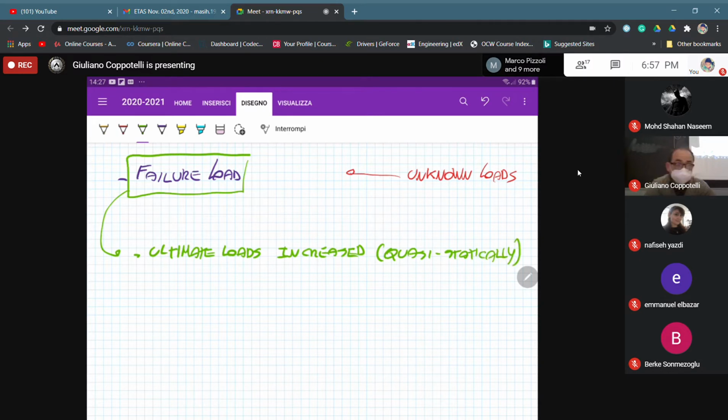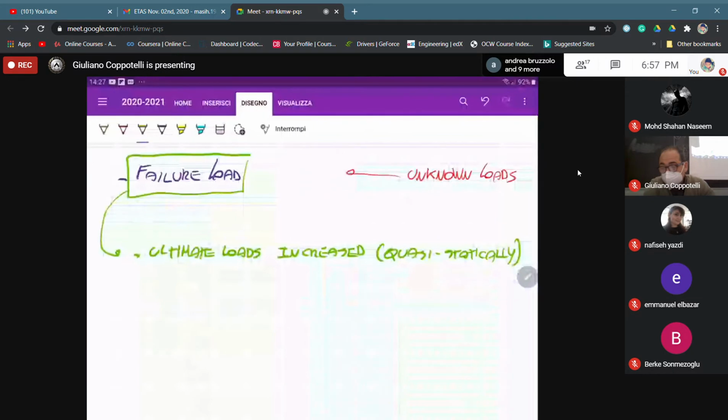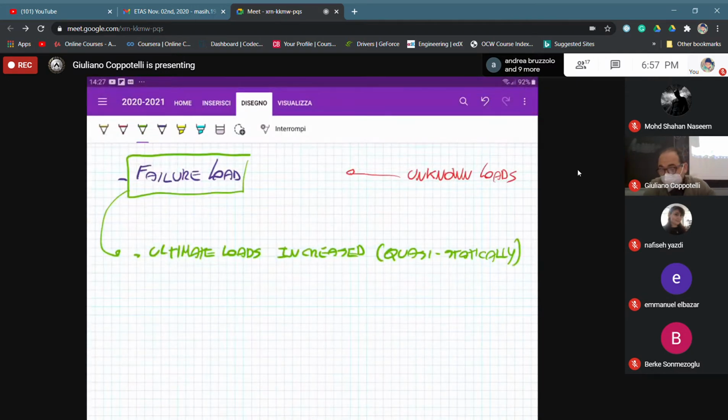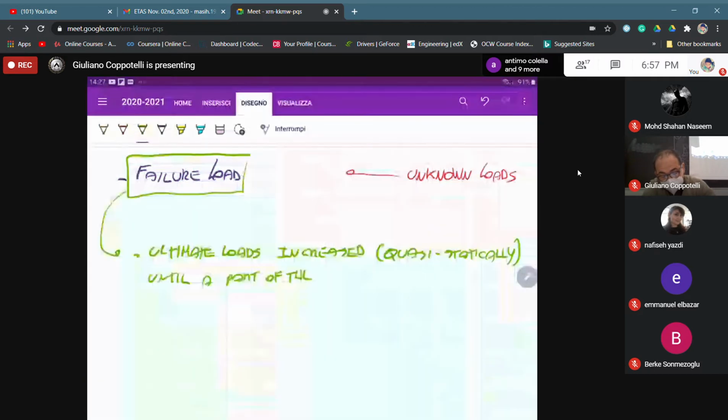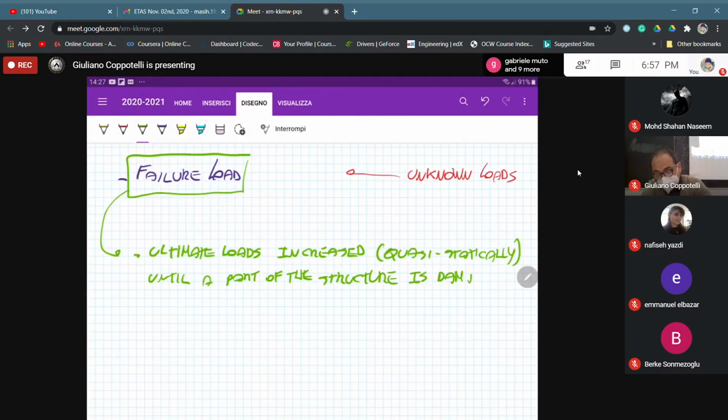Because we don't want to have any dynamic behavior included in this analysis, we increase these loads until a part of the structure is damaged. Okay. And we would like to know these failure loads. These are completely unknown, sorry, and we would like to know this.